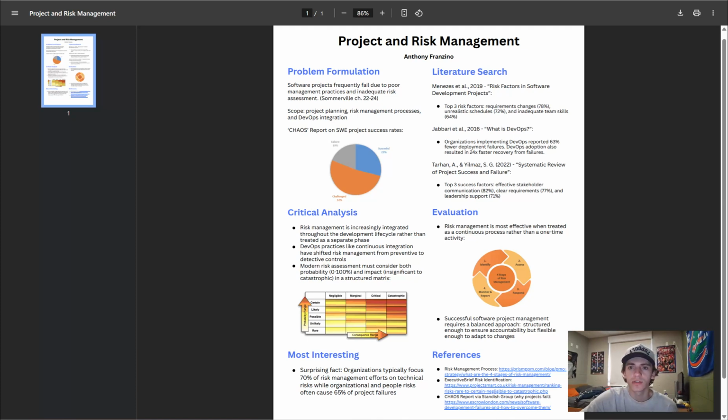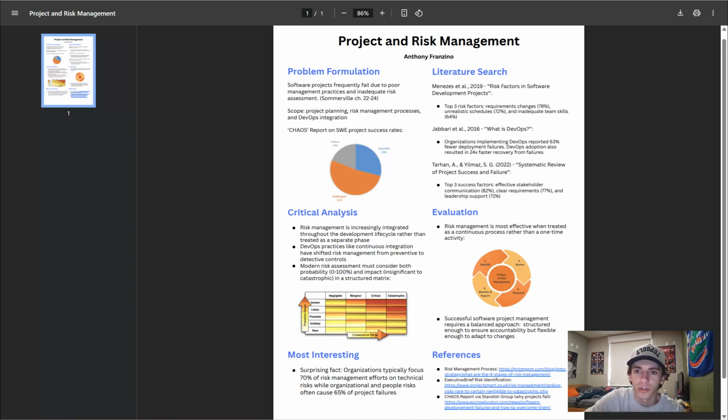So I looked at a few literature examples. One of them was risk factors in software development projects, and I found that the top three risk factors are requirement changes, unrealistic schedules, and inadequate team skills, which is interesting because, like I said on here, organizations typically focus on risk management regarding technical risks more so than people risks. Your first instinct is always to think about all the technical risks, but it's just as important, if not more important, to work coherently and communicate efficiently throughout the project, which is what these findings tend to agree on.